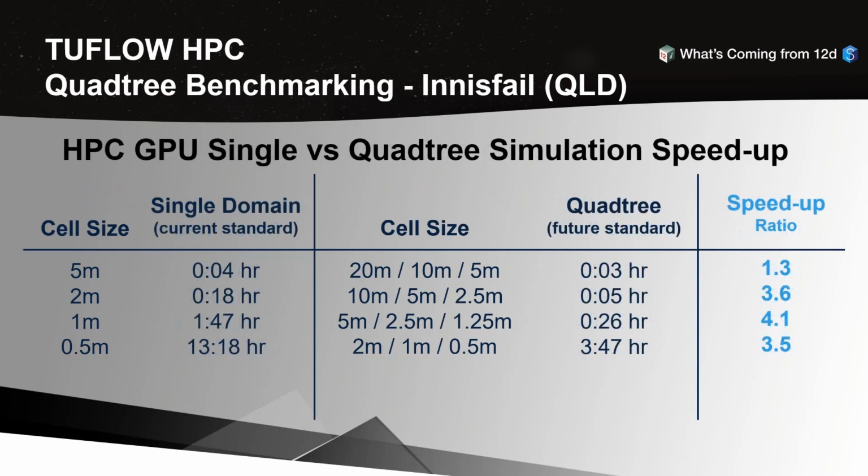Let's see, what does that translate to in terms of model speed up? Across the board here for these 4 different benchmark cases, the speed up ratio went from, let's see, 1.3 up to 4.1. So it's a pretty significant speed up.